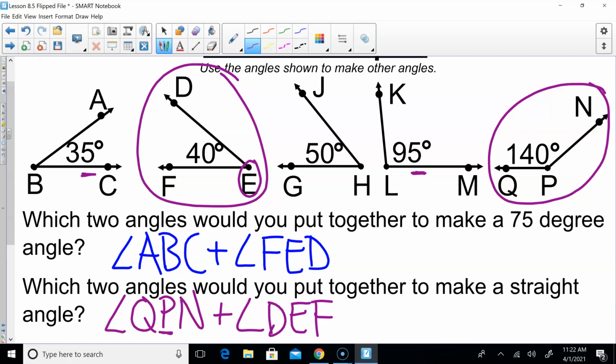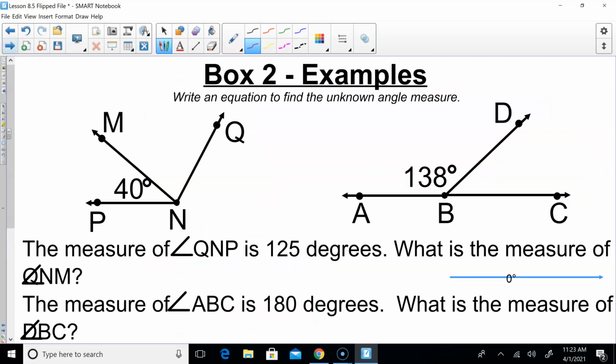So you can write down those examples, see how we added those angles together to come up with different angles. And some other questions for us to answer. It looks like the measure of angle QPN is 125 degrees. What is the measure of QNM?